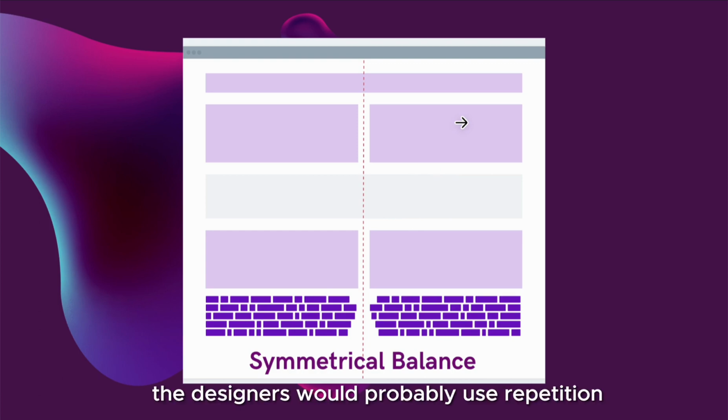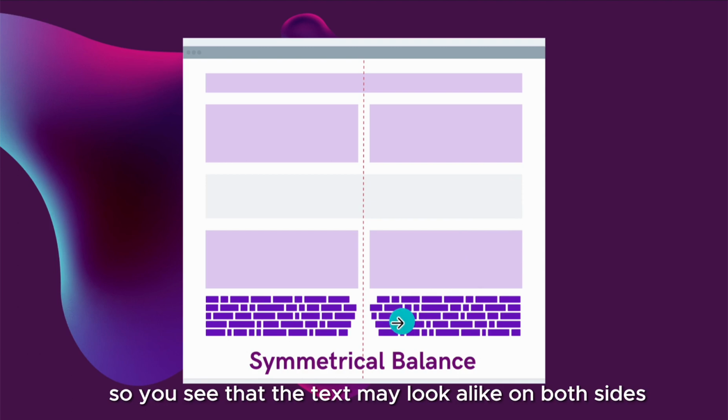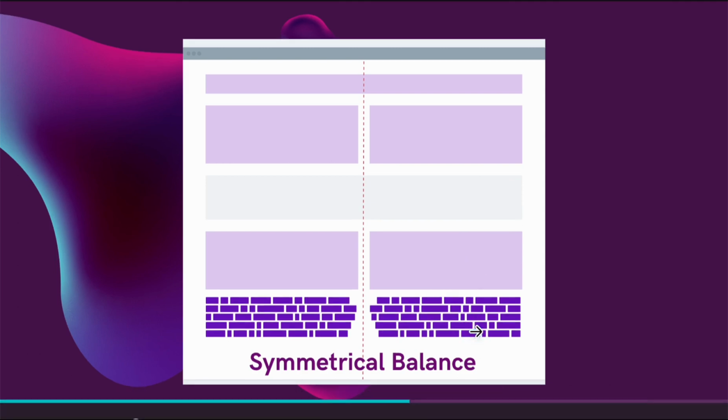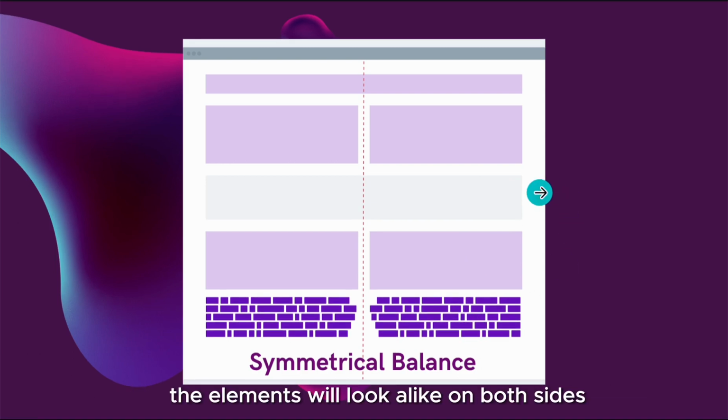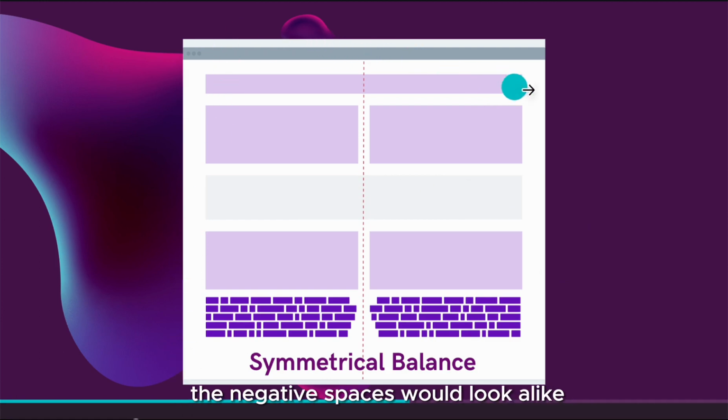The designers would probably use repetition in shapes and text to achieve this kind of balance. So you see that the text may look alike on both sides, the elements will look alike on both sides, and the negative spaces would be the same on both sides.